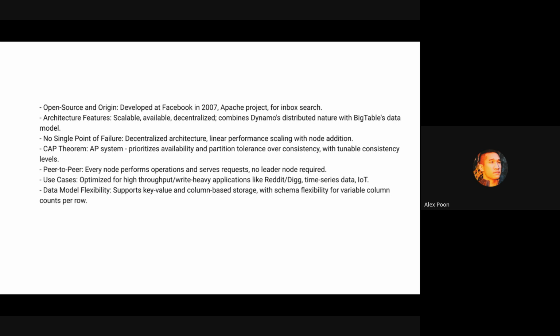Storing key value data with high availability. Reddit and Digg use Cassandra as a persistent store for their data. Cassandra's ability to scale linearly without any downtime makes it very suitable for their growth needs.